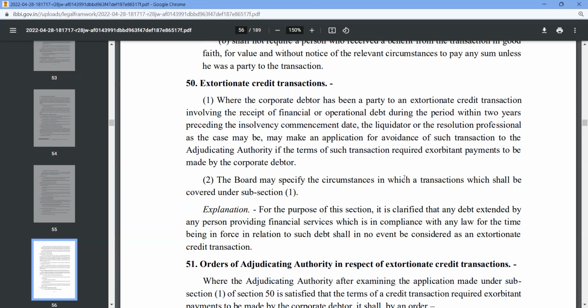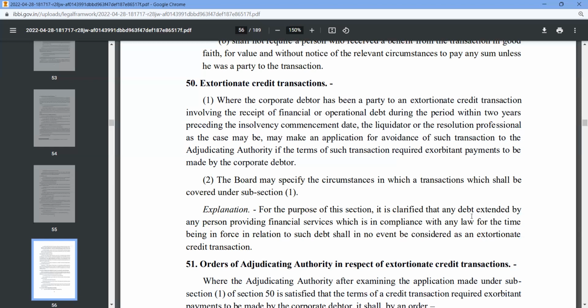Or you agree to some terms of a loan which are unreasonable. So this extortionate credit transaction, it could be involving receipt of financial or operational debt. Okay? And the period is 2 years preceding the insolvency commencement date. So in this case, there is no concept of related party or unrelated party. So in this case, the period is 2 years preceding the insolvency commencement date. Okay.